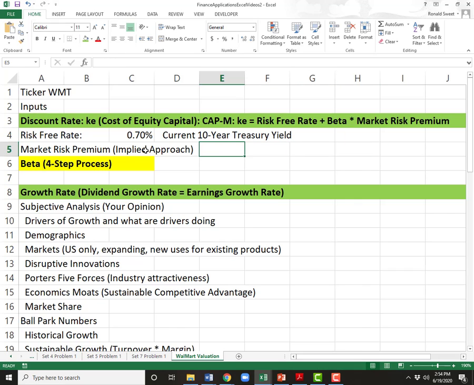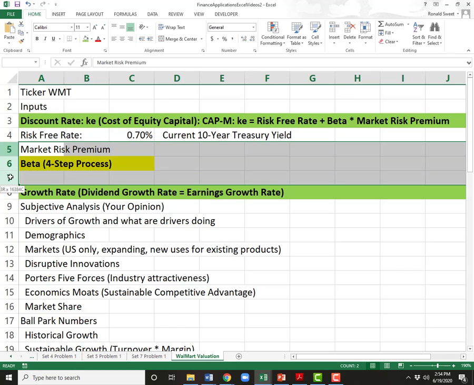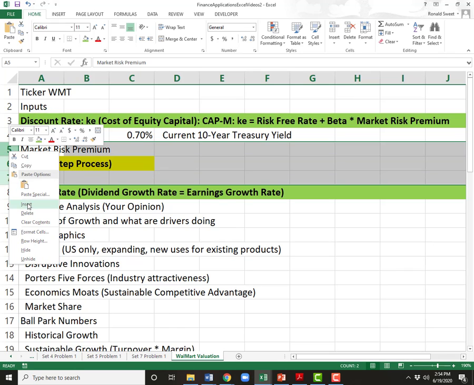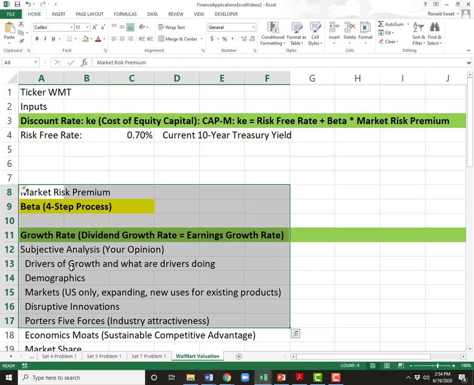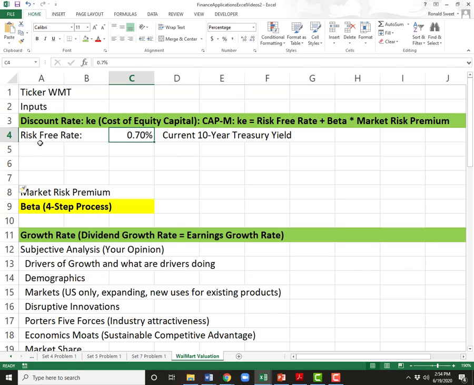Now let's talk about the market risk premium. So here what we're going to do is the implied approach. There are going to be a few steps here, so I'm going to add a couple of rows. For your purposes, you'll have to do this with your team, and it's going to be a team effort. So you might want to just follow where I'm actually putting the actual assumptions in. The rest of this is just boilerplate to let you know what we're going to be doing and discussing.